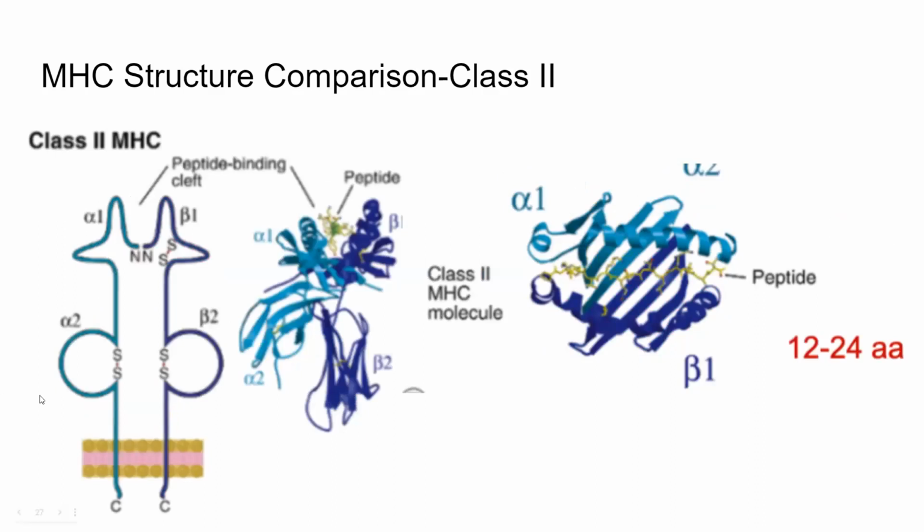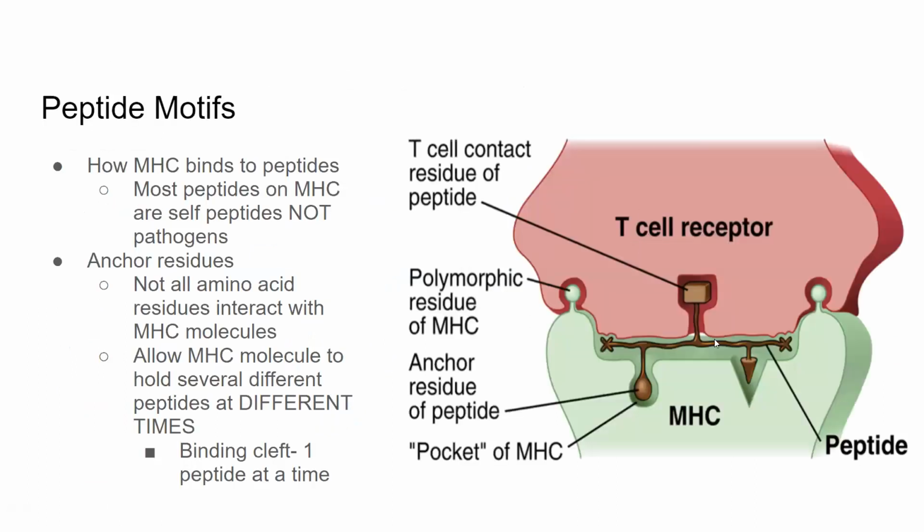It has 2 alpha chains, 2 beta chains. Alpha and beta are both inserted into the membrane, which means class 2 is way more stable than class 1. And the peptide binding cleft is between alpha and beta chains, and then they can accommodate larger peptides. So knowing which one's smaller peptides, which one's larger peptides is important. And then knowing how they bind to the peptides is also important. So knowing about the anchor residues and the peptide motifs.